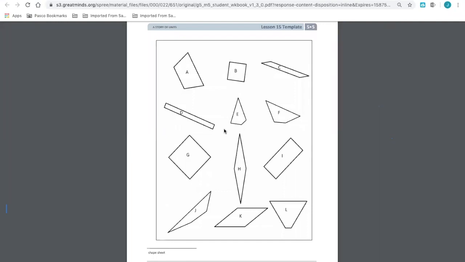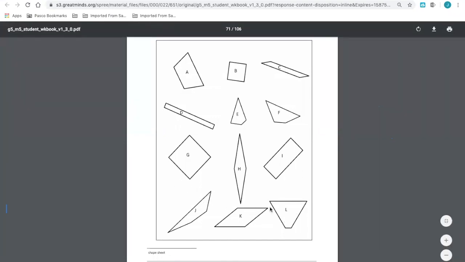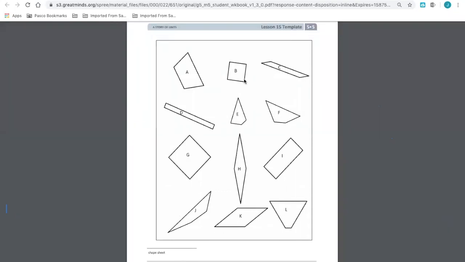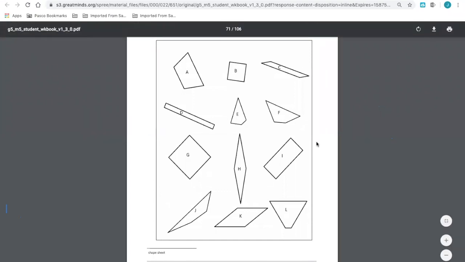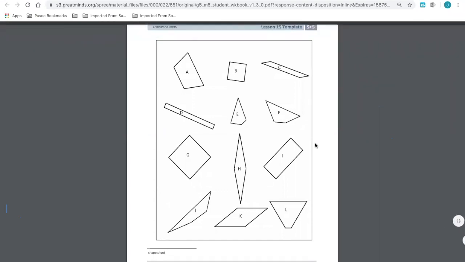Now, when we are looking at classifying shapes, this is where it gets a little tricky. All of these shapes are polygons, but all of these shapes are also quadrilaterals. Now, the ones that have at least 1 set of parallel sides are also trapezoids. So some of these are trapezoids, but they can have the 4 names. They can be polygons, they can be quadrilaterals, they can be trapezoids, and they can be parallelograms.